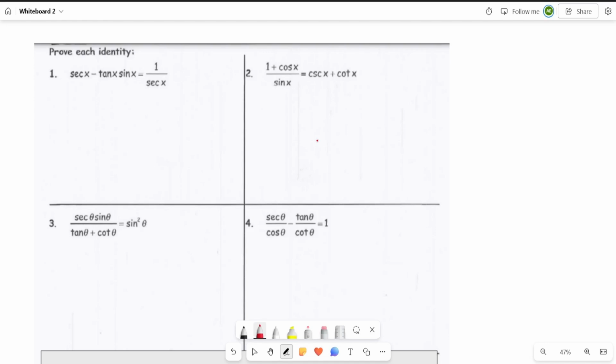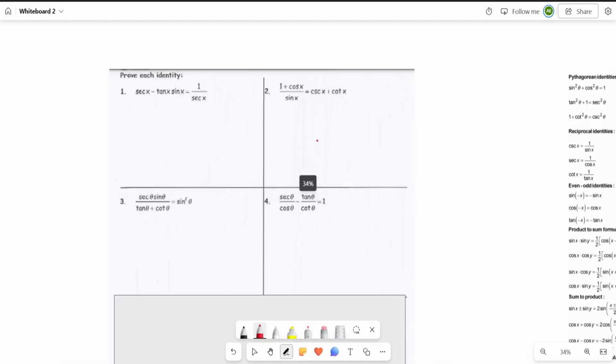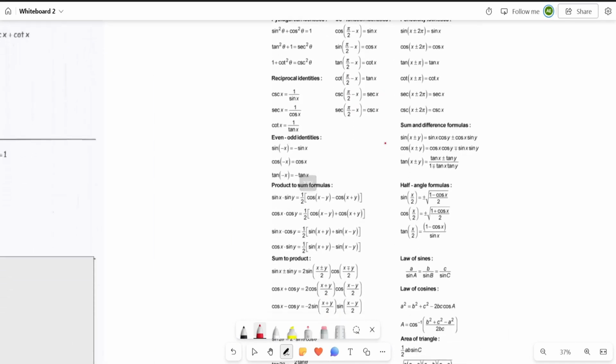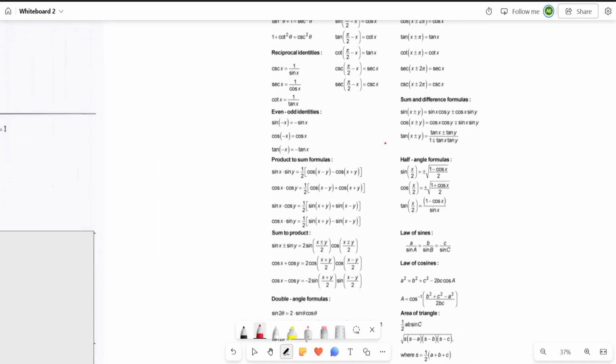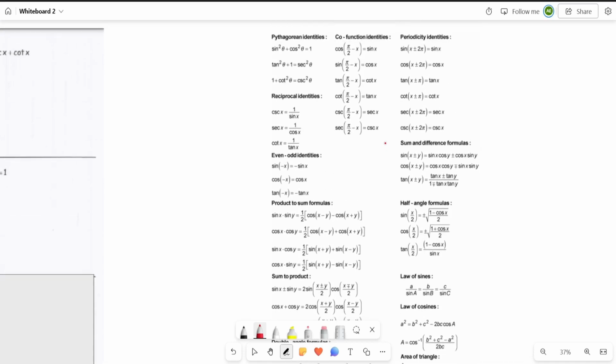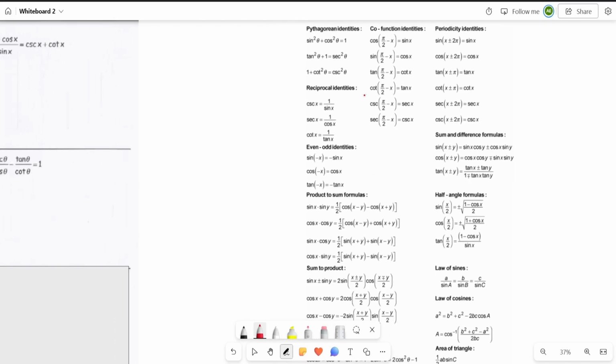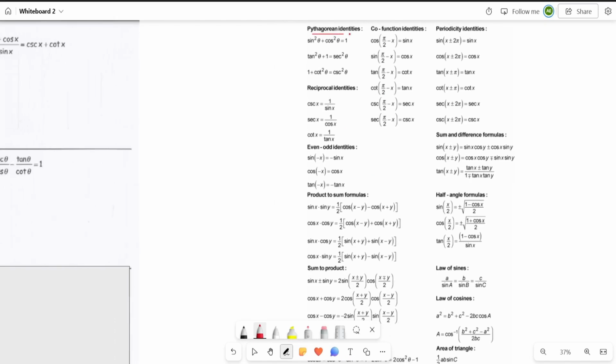So we're basically talking about trig identities. So in today's video, we're just going to be solving questions on trig identities. So I have a bunch of questions here, and I also, for reference, have this formula, which I will leave in the description as a link so you can use it. Okay, so these are the identities grouped into all the names.